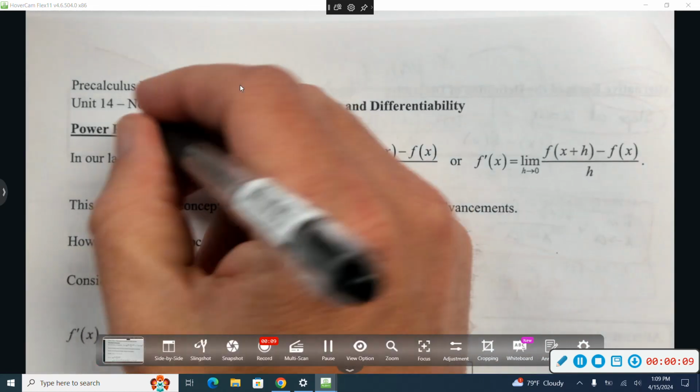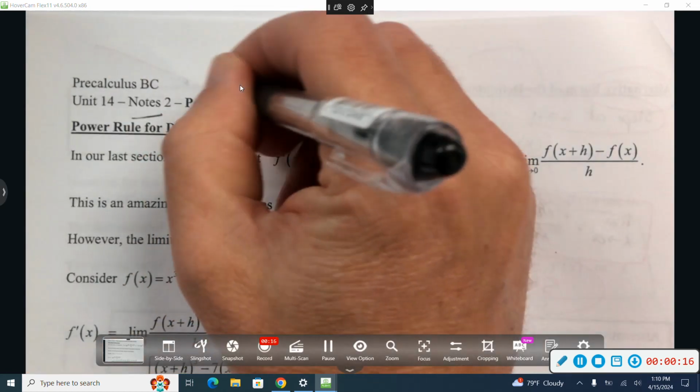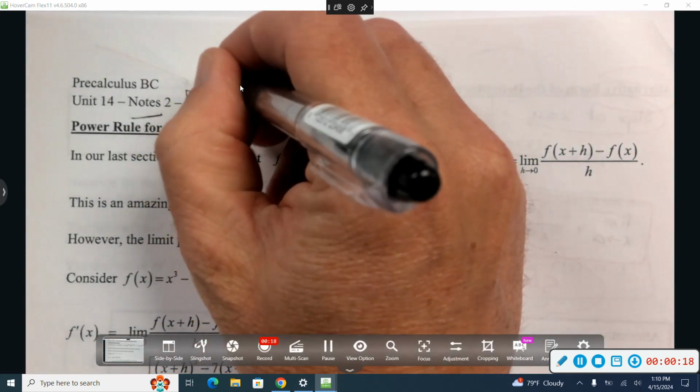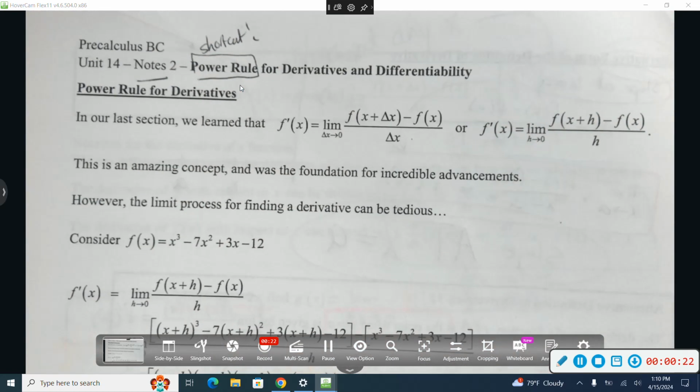So day 2. Day 1 was the long way, the definition way. Day 2 is the power rule. This is a shortcut way. So the shortcut is awesome. It is a great shortcut. But we're going to kind of walk our way until we get there.